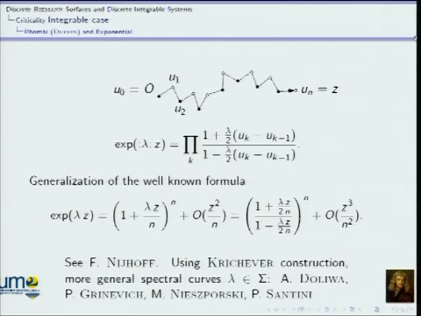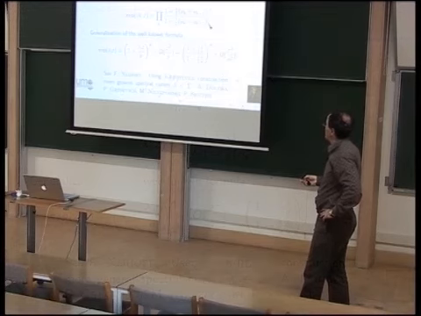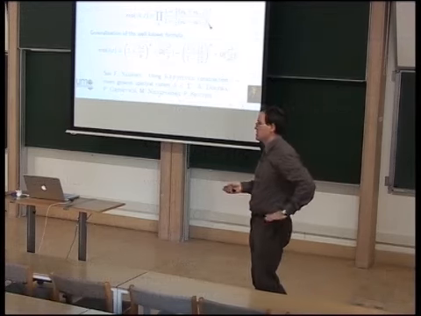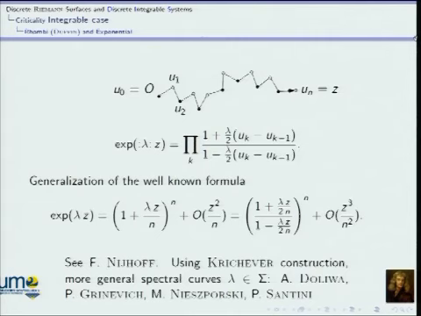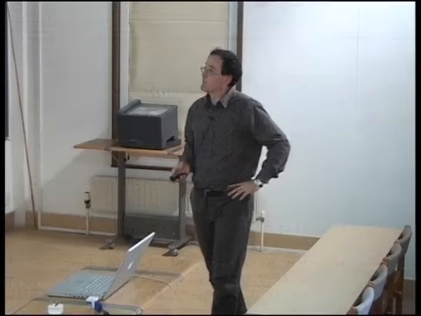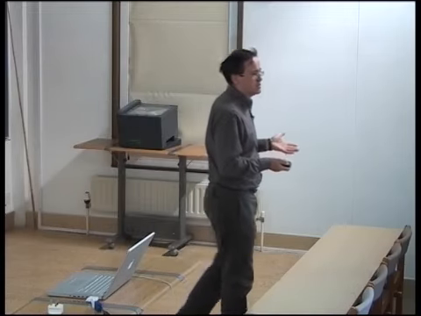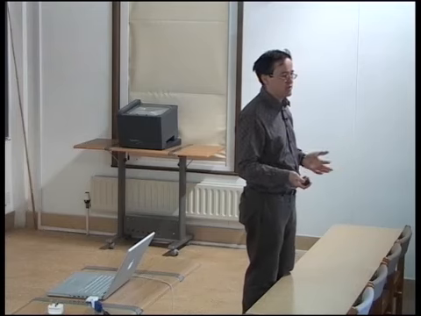Then Doliwa, Grinevich, Nieszporski, and Santini actually generalized these plane wave solutions to a spectral parameter here, lambda, which is not simply a complex number, but lives on a more general spectral curve, a Riemann surface with some fixed points, by the finite gap Krichever construction. It's a very interesting thing. Now, as I said, these discrete exponentials, these plane waves, give you a basis of discrete holomorphic functions.